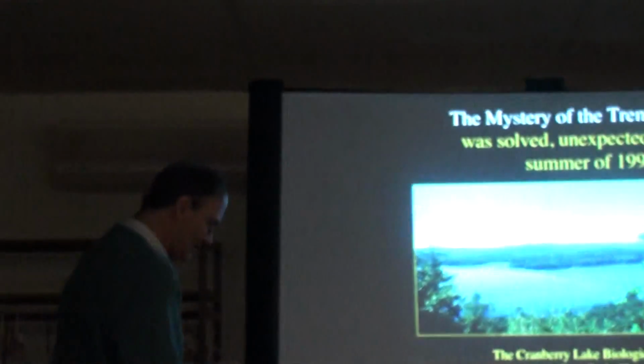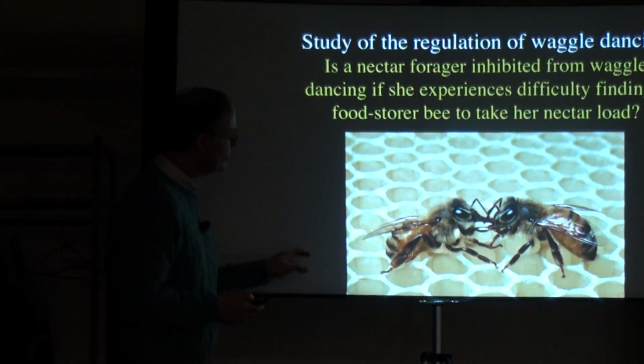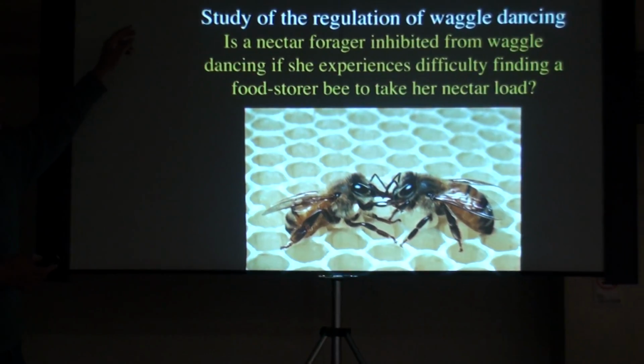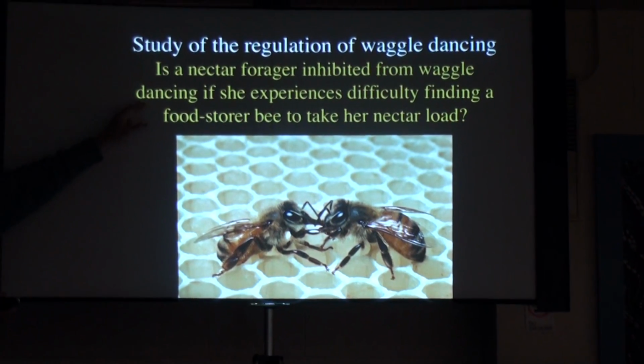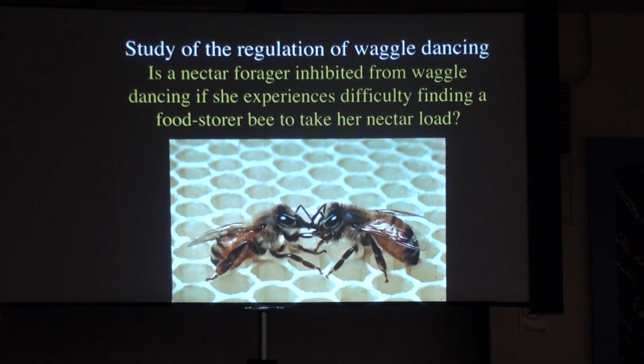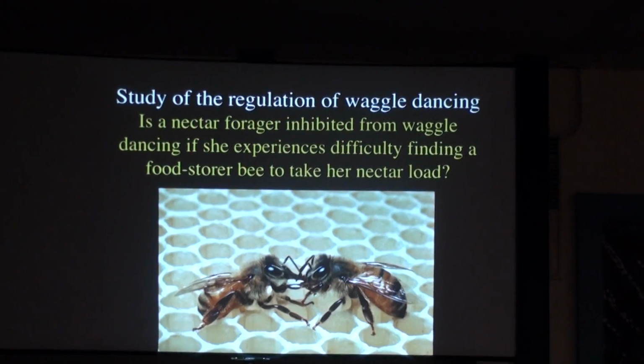But what was unclear was how the bees know whether there's little nectar coming into the hive or a lot of nectar coming into the hive. So I was working there in the summer of 1990 doing an experiment that would address that question. I wanted to know what happens if a nectar forager is inhibited from waggle dancing, if she experiences difficulty finding a food store bee to take her load.